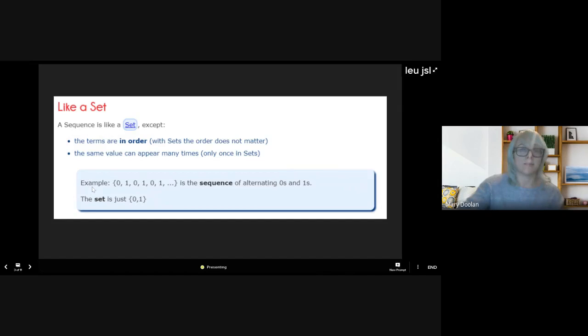So that would be a set. This is an example. So this is a bracket and a bracket, and we have 0, 1, 0, 1, 0, 1. This is a sequence of alternating zeros and ones. But if I wanted to represent this sequence as a set, well, the set would be just 0 and 1. I wouldn't repeat any values in a set. In a sequence, you repeat everything that repeats because this is alternating back and forth, dot, dot, dot, for infinity, forever.